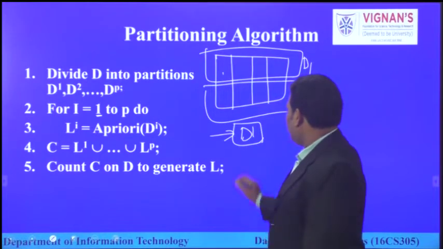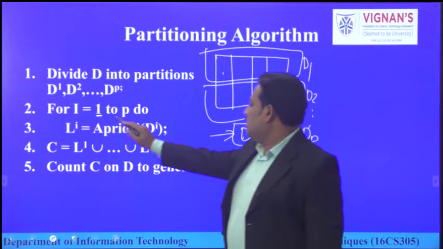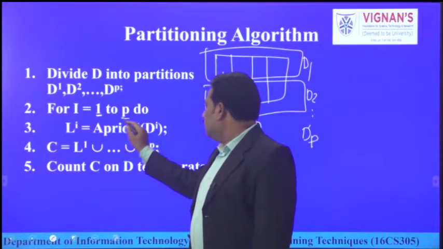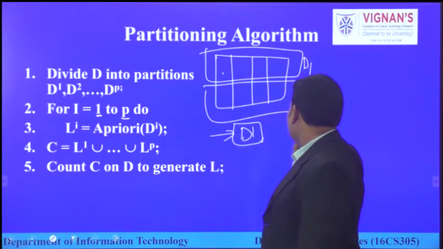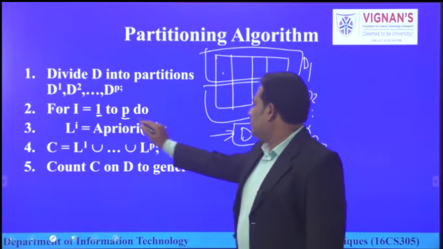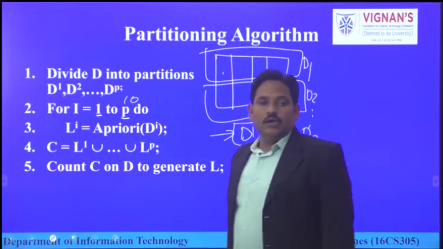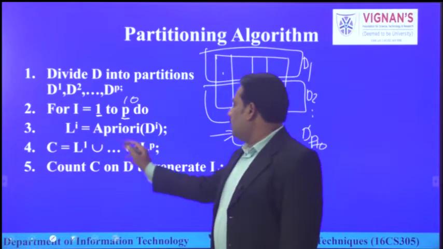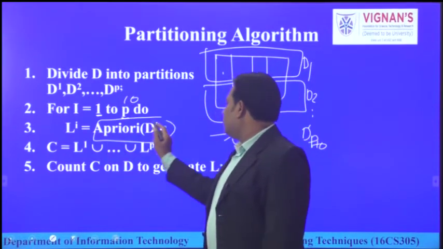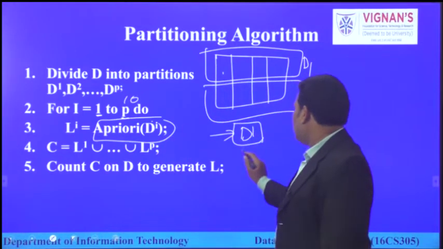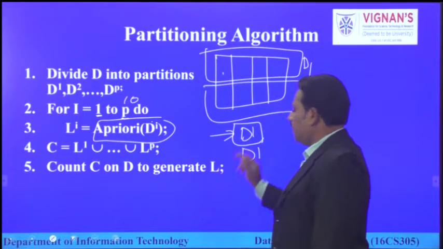Like first we have to apply the algorithm for D1. So i equals 1 to P. P is the larger number. Let us say P equals 10. So here we want to repeat the process from 1 to 10. Now what are we applying? Apply the Apriori algorithm on Di, that is D1.